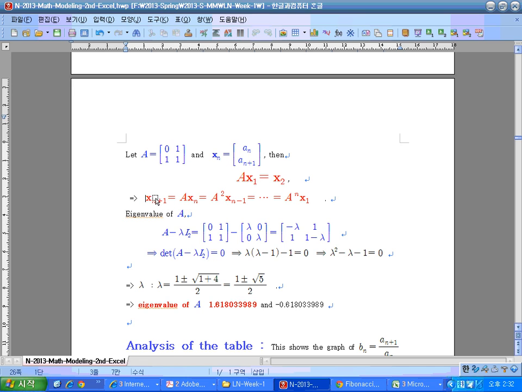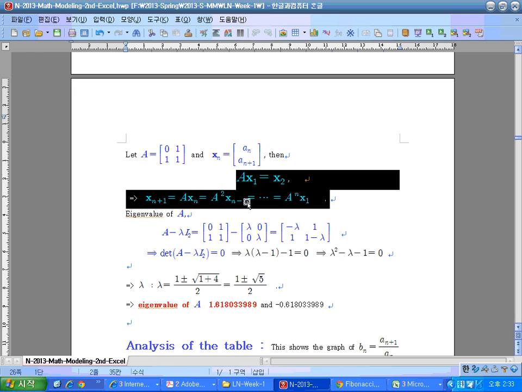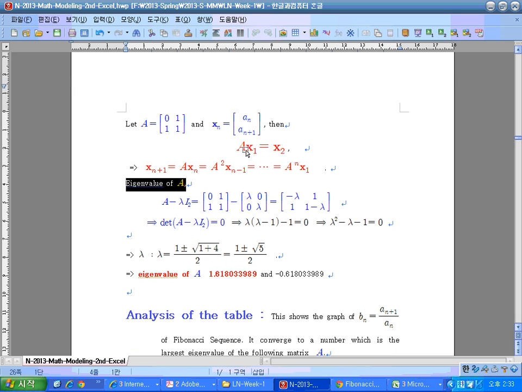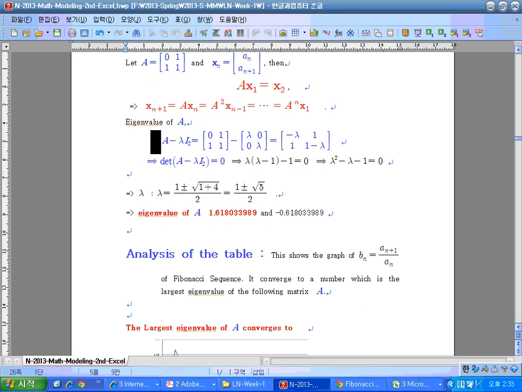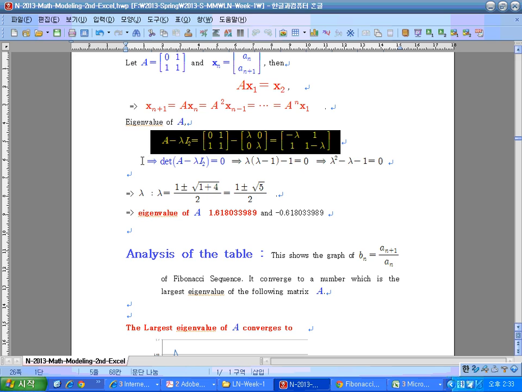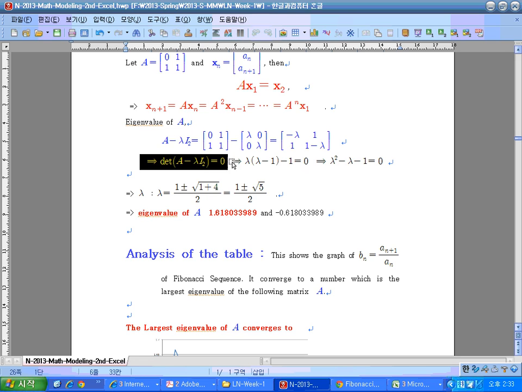If we write it in this way, then the (n+1)th term, a_{n+1}, can be obtained from the first vector, x0 = (a0, a1), by multiplying the nth power of that matrix. Does it make sense? So, after we got this mathematical model of the Fibonacci sequence, we can think of the eigenvalues of this matrix that make all those relations work. So, you find the characteristic polynomial and solve the characteristic equation to get the eigenvalues, which is this.